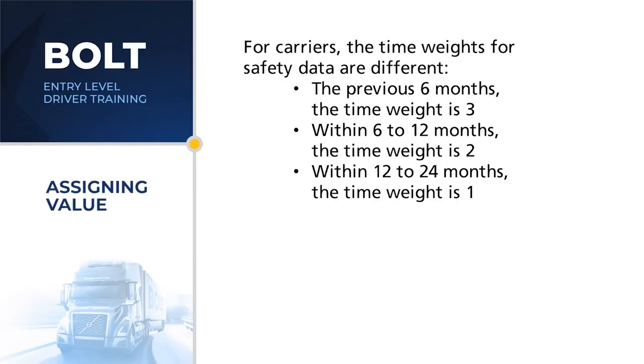For carriers, the time weights for safety data are different. The previous 6 months, the time weight is 3. Within 6 to 12 months, the time weight is 2. And within 12 to 24 months, the time weight is 1.